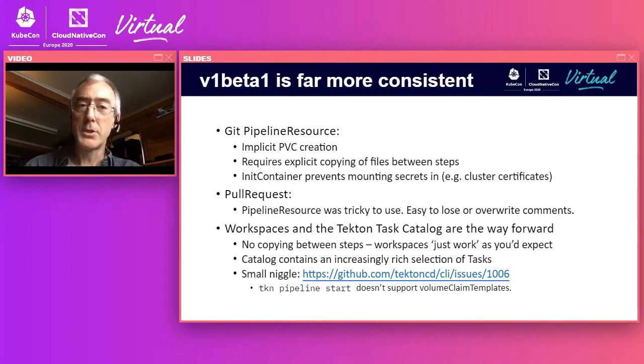Now, the solution for them was to move forward to beta so that they could use the Git tasks, and those would allow them then to mount in their particular cluster certificates into those tasks because they're much more configurable. There's really no way of configuring init containers with additional mount points in Tekton. So as well as being more consistent, they're actually more functional in many ways than the old set of pipeline resources.